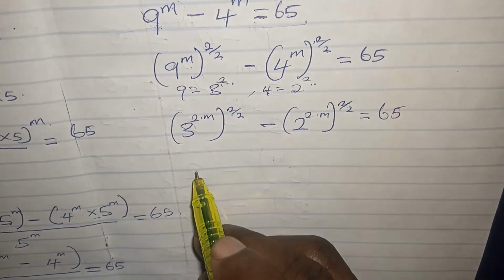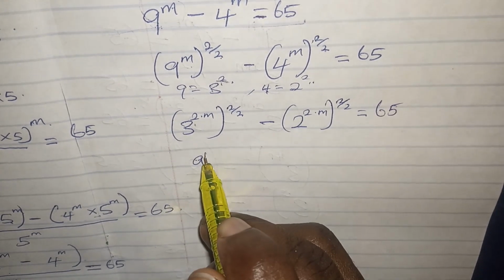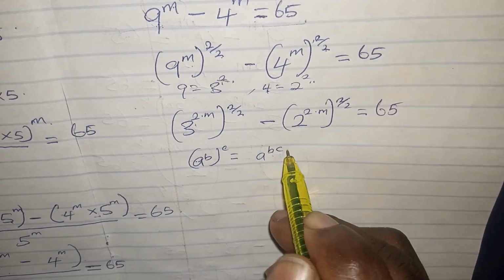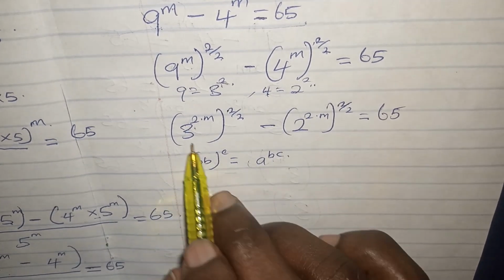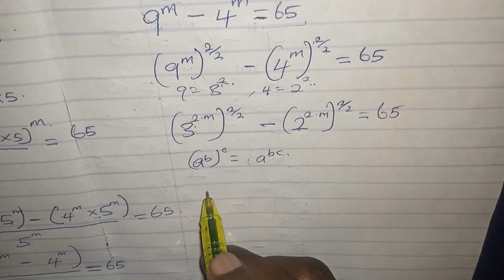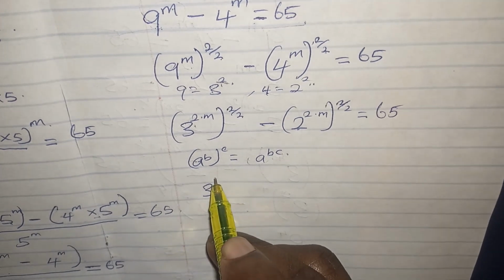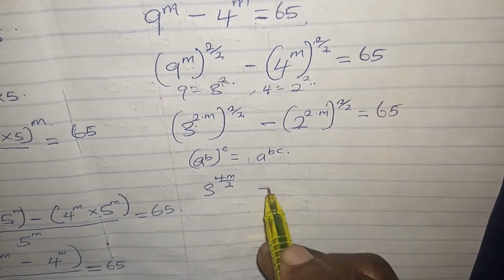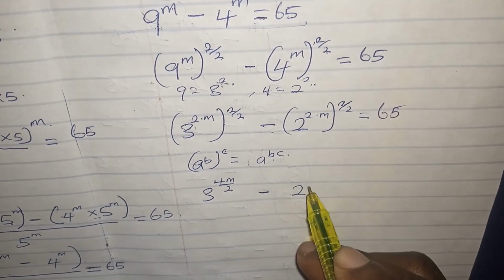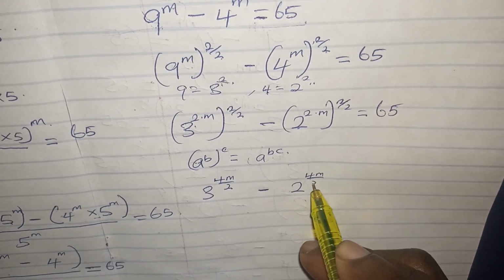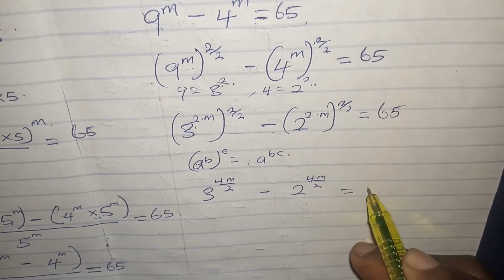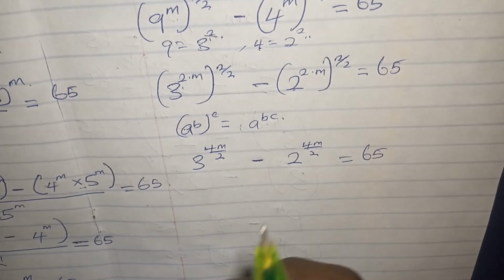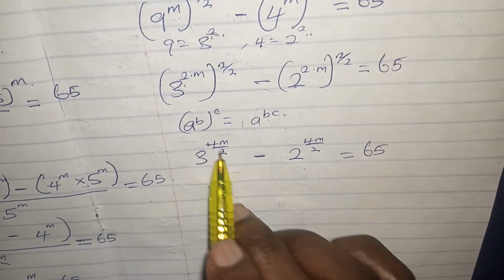Recall from your basic principle of indices, which says a to the power of b, all to the power of c, is also equal to a to the power of bc. So if we put this principle in all this, we have 3 to the power of 4m over 2, minus 2 to the power of 4m over 2, equals 65. Okay?